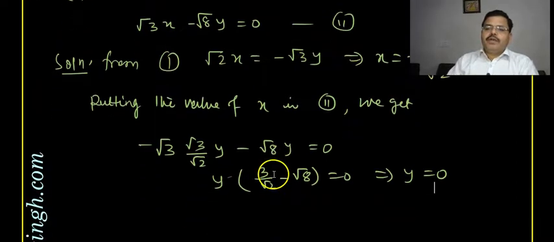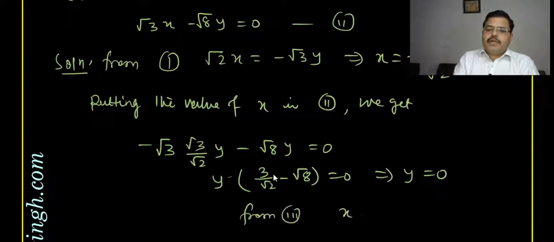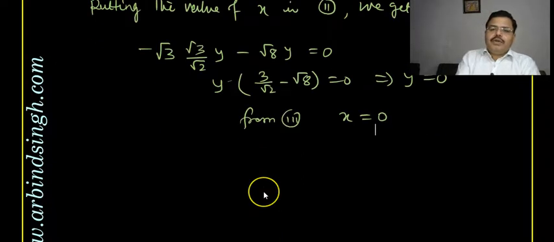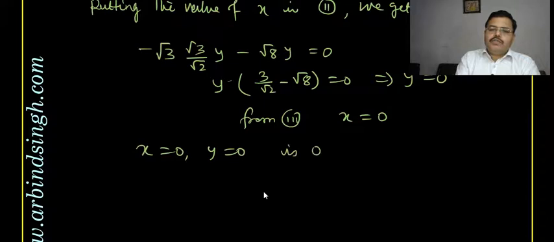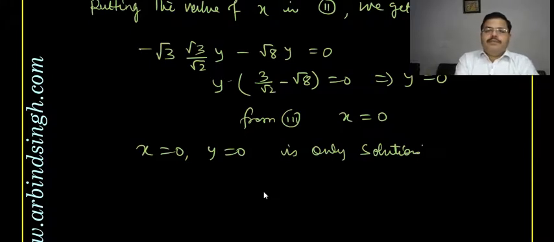So from the third equation, x is also 0. And therefore, x is equal to 0 and y is equal to 0 is the only solution. x is equal to 0, y is equal to 0 is the only solution. Right? This is the solution.